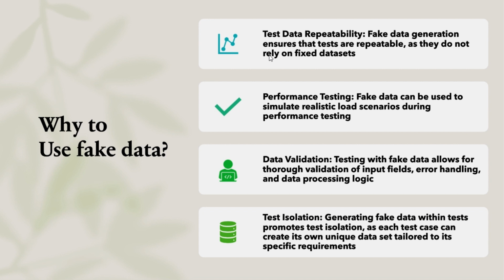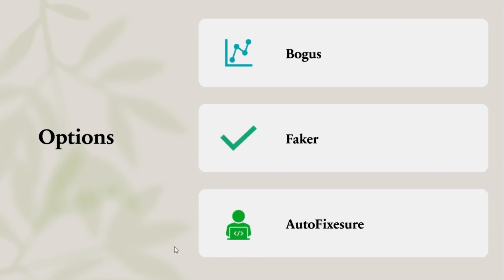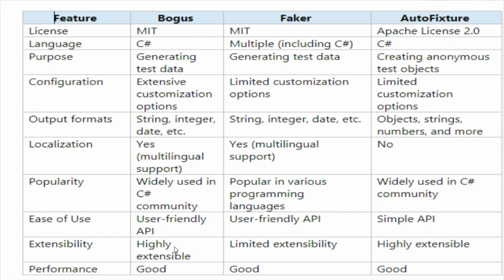Isolation. Generating fake data within a test promotes test isolation. So each test can create its own unique test data and tailor it to specific requirements. So we will talk in more detail about Bogus, Faker, and AutoFixture. These are the most popular fake data generators for C sharp. We will see what the advantages and disadvantages are, and then we'll go for the implementation.